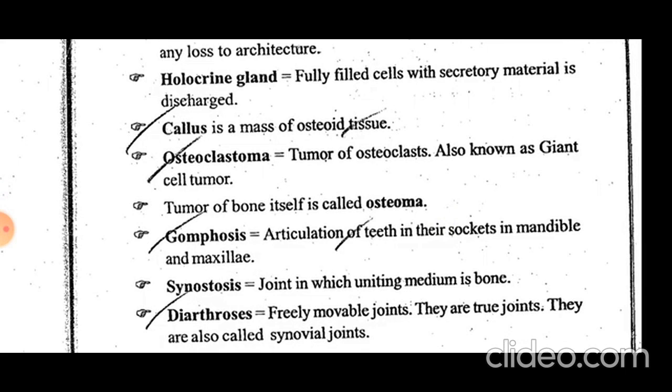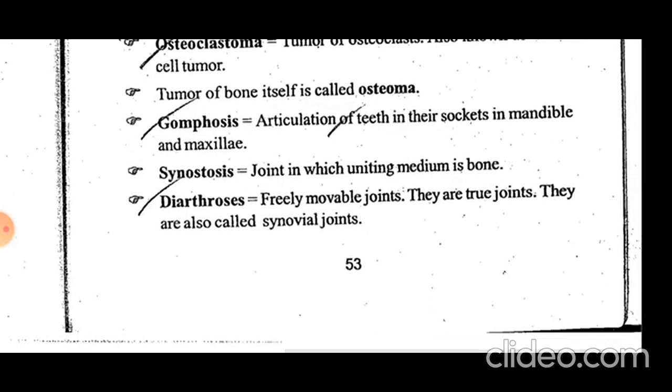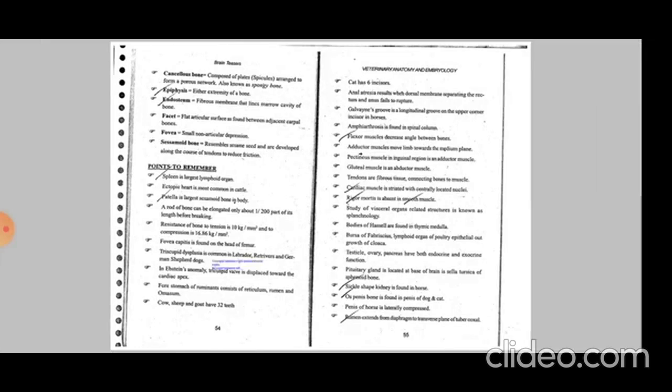Diarthrosis is freely movable joints. These are true joints. They are also called synovial joints, and an example is the stifle joint in the hind limbs, having the patella bone. The patella is also a sesamoid bone at that joint.